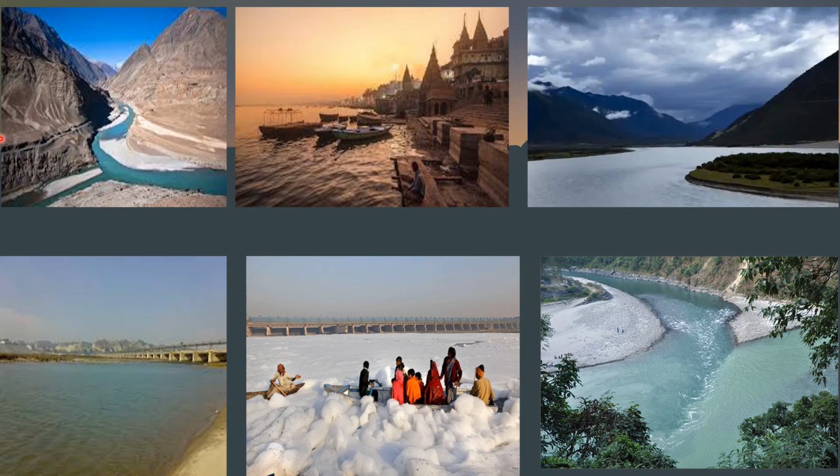See this picture. These are examples of the perennial rivers: Indus, Ganga and Brahmaputra. And these are Satluj, Yamuna and Tista, examples of the snow-fed tributaries.